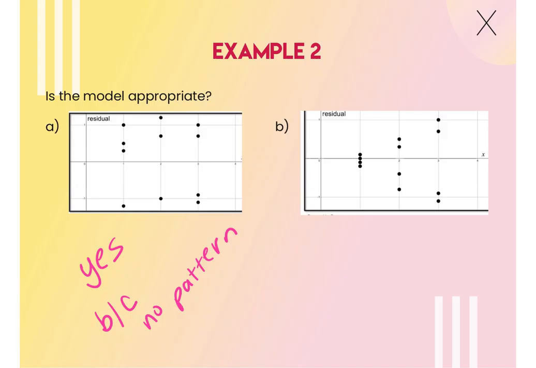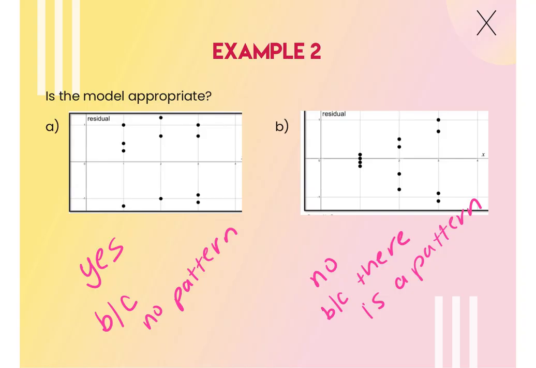Go to B. Is there a pattern? Yes. So is this appropriate? No, because there is a pattern. I have a question. Couldn't it technically be possible that there is a pattern if it's, I don't know, couldn't it? A pattern typically means that line should have been a different shape because it's taking the residuals up at this point, the residuals down at this point. It follows. That means there's a different shape that would have been better.